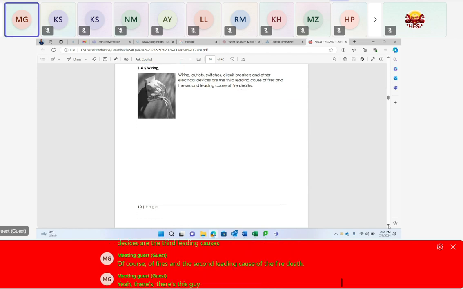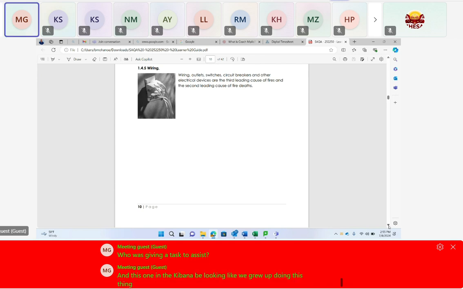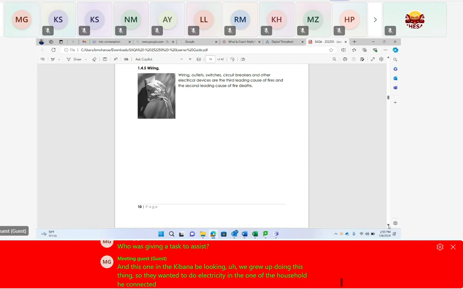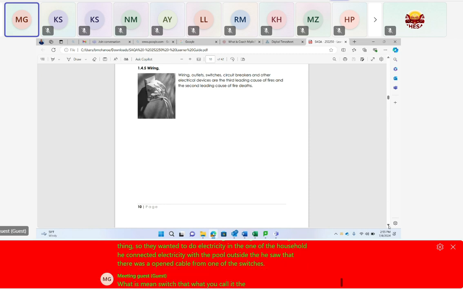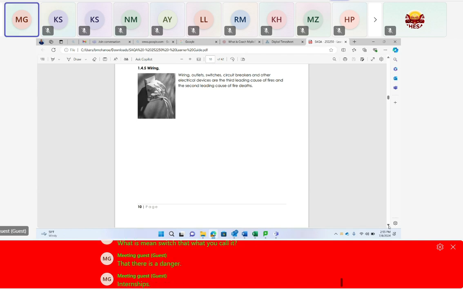There's this guy in one of the townships, Mamelodi, who was given a task to assist. We grew up doing this thing. So they wanted to do it in one of the households. He connected electricity from the pole outside there. He saw there was an opened cable from one of the switches. What is it, a switch? I don't know what you call it. There is a danger in townships. He connected from their colleagues.